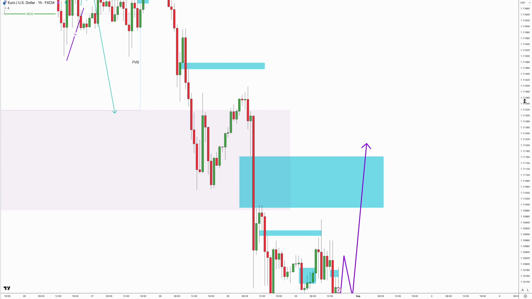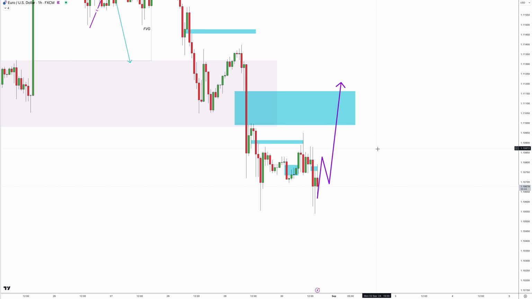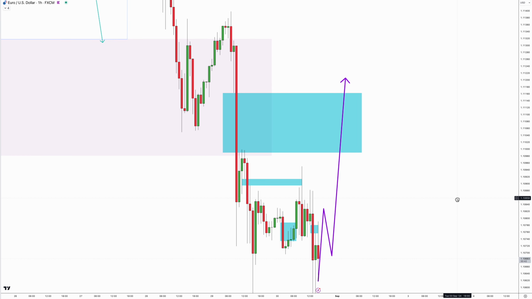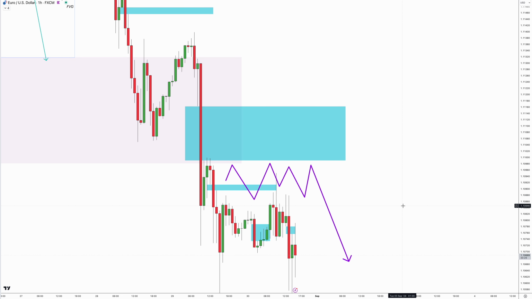You do need to use them in conjunction, I think, with other confluences such as order blocks, points of interest, liquidity. For example, if you get an area where liquidity is built below, so if you had something like this, that's great because we know we have a pool of liquidity, a fair value gap, and essentially, more often than not, an order block above, which is a great area to target.